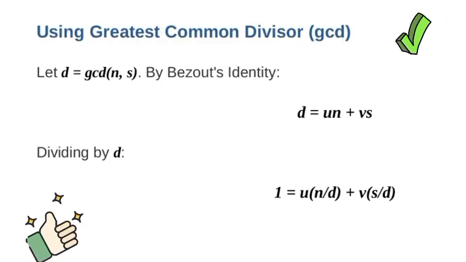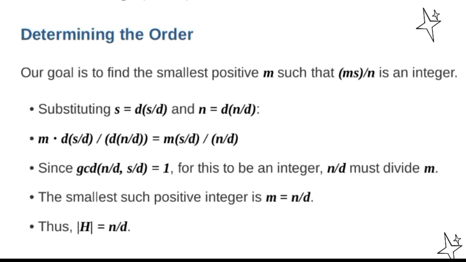Now let d equal the GCD of n and s. Using the identity, there exist integers u and v such that d equals u times n plus v times s. Dividing by d gives 1 equals u times n over d plus v times s over d. This means that n over d and s over d are relatively prime. The goal is to find the smallest positive integer m such that m times s over n is an integer.